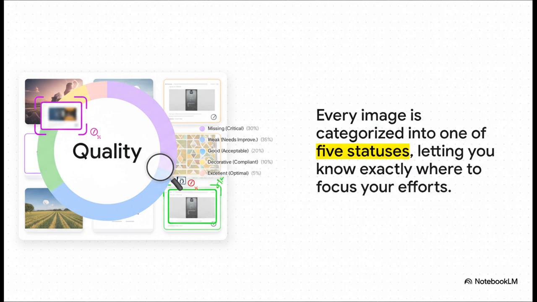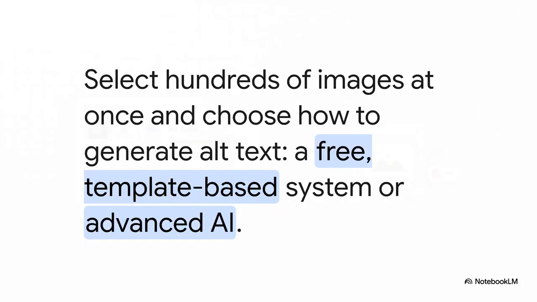Missing is obviously your top priority. Weak means, hey, you've got something there, but we can do better. It even identifies decorative images, which is so important for compliance, because those are supposed to have empty alt text. This tells you exactly where you need to focus.